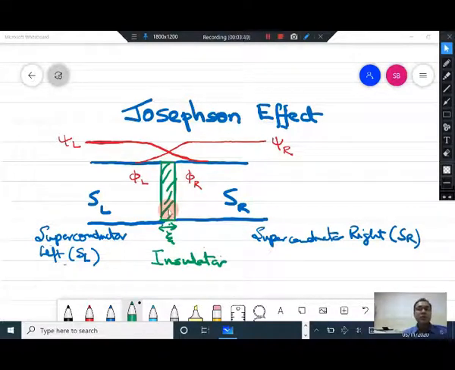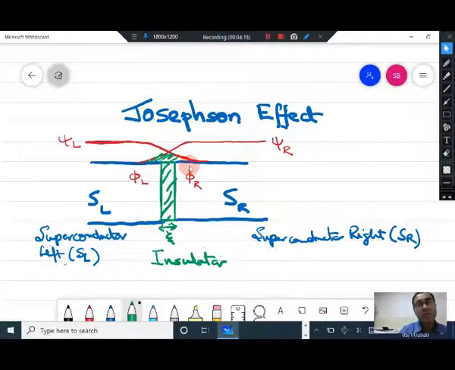These depend on the phase difference. How much current can pass through depends on the phase difference between the superconductors, because these two wave functions from either end actually interfere. They cross each other and interfere with each other, and that controls how much current is going to pass through the superconductor. So the phase difference gives rise to an interference between these two wave functions coming from the other side.